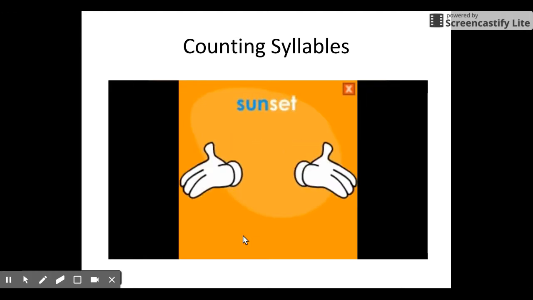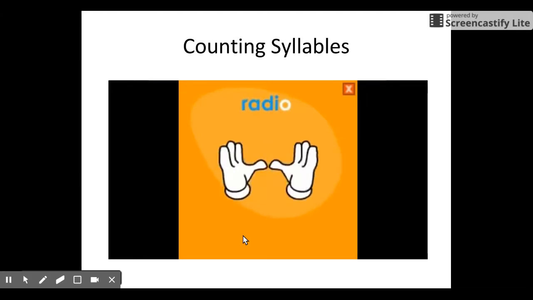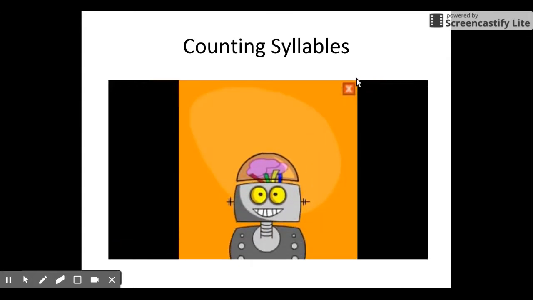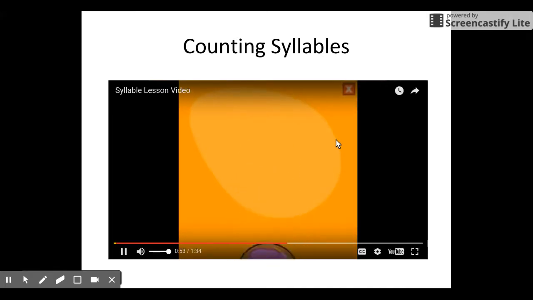Cat, sunset, radio, book, teacher, tractor. Let's try another way to find syllables. It's called robot speak. Let's say these words like the robot. Cat, sunset, tractor. Do you hear how we're chopping the words into pieces? Radio, book, teacher. Each new piece is another syllable.